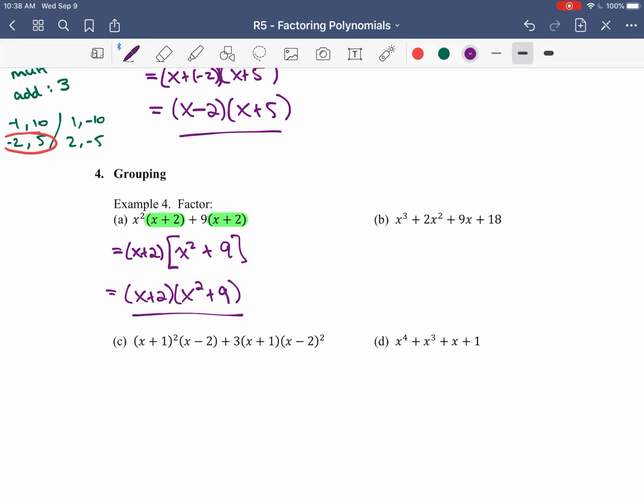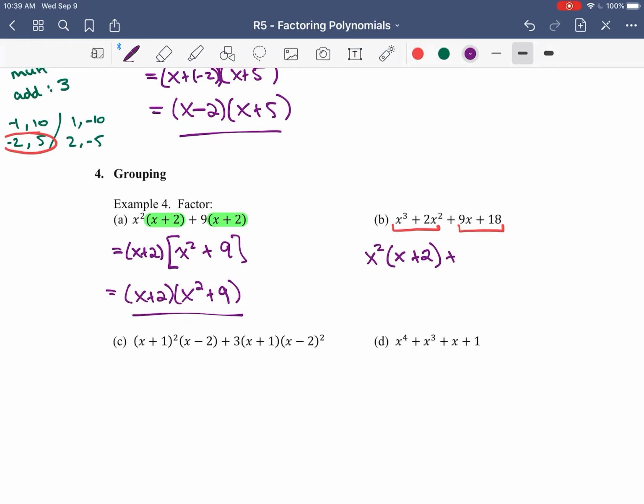Another way you can do grouping, instead of just looking for a common factor, is we can group the terms. So I'm going to look at these two terms separately and these two terms separately. What do the first set have in common? x cubed and 2x squared both have x squared. So I can factor out an x squared, and what's left over from here is just one more x, and what's left over from here is just the 2. Now the plus in between, I leave that.